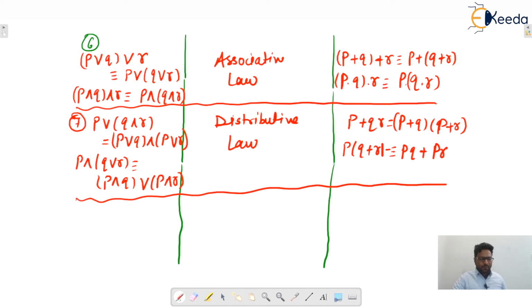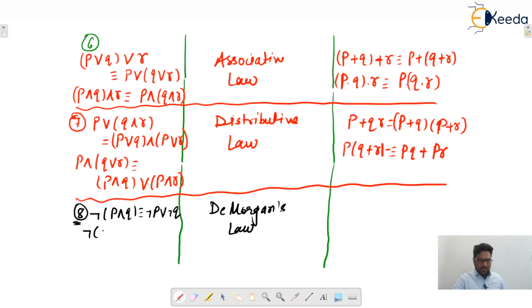Yes, the eighth one we can write down. Everyone knows what the eighth one is: De Morgan's law. So the negation of P and Q is equivalent to negation P or negation Q. Similarly, the negation of P or Q is equivalent to negation P and negation Q. So 'and' becomes 'or', 'or' becomes 'and', and the propositional variables will be complemented. That is De Morgan's law.